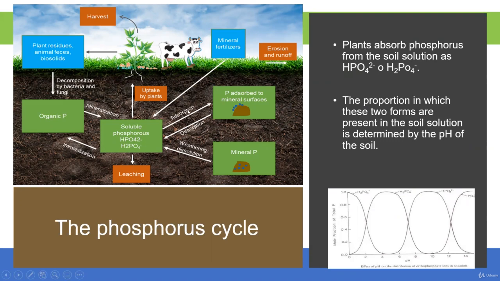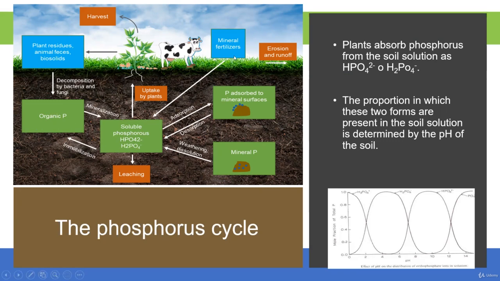Phosphorus that is absorbed to mineral surfaces goes through processes of desorption and adsorption. Mineral phosphorus in the soil is part of the minerals that go through weathering and dissolution to the soluble phosphorus forms. And of course, there are processes of immobilization of phosphorus from the soluble forms to the organic form, which depend on bacteria in the soil and conditions in the soil.